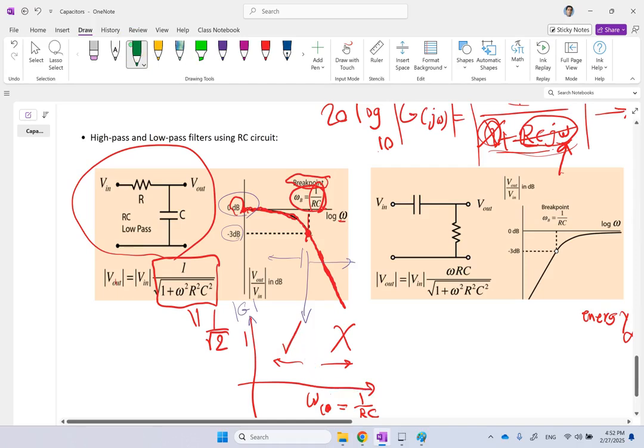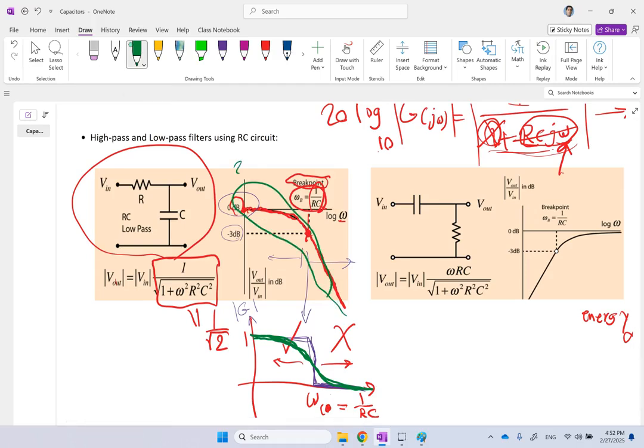So this green one is the actual magnitude of G of j omega. This is the decibel version of that. So here the y-axis is 20 log 10 of magnitude G as opposed to just magnitude G. Here, this is just magnitude G. So what you will get is what we call a low-pass filter.